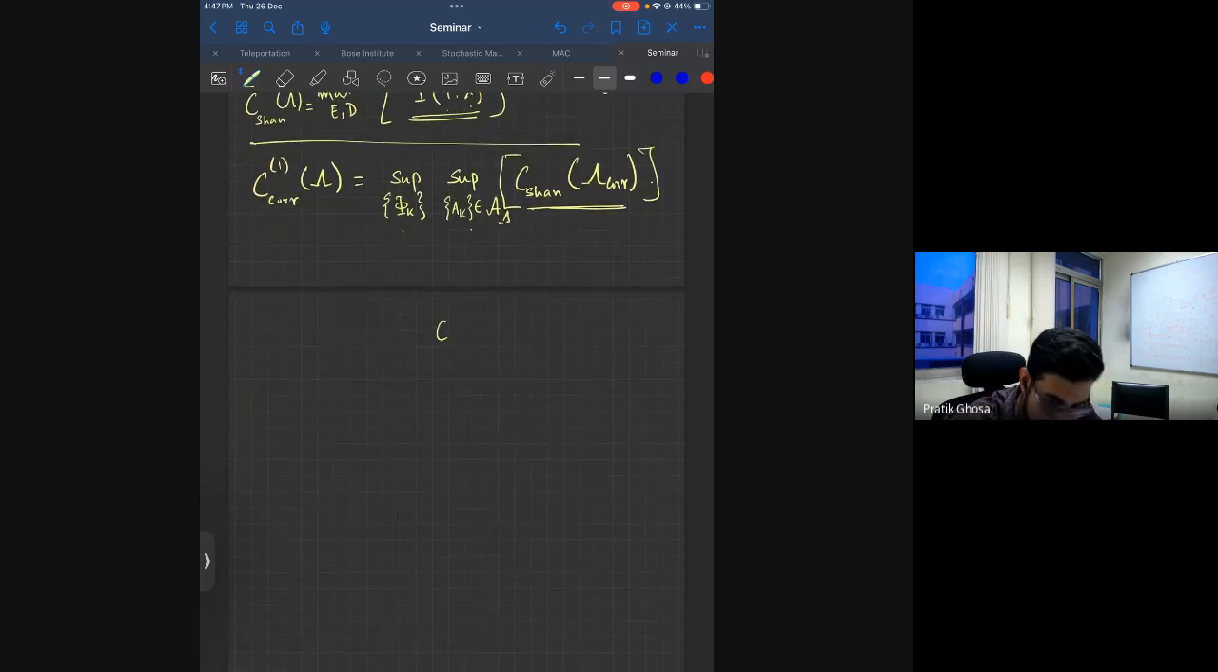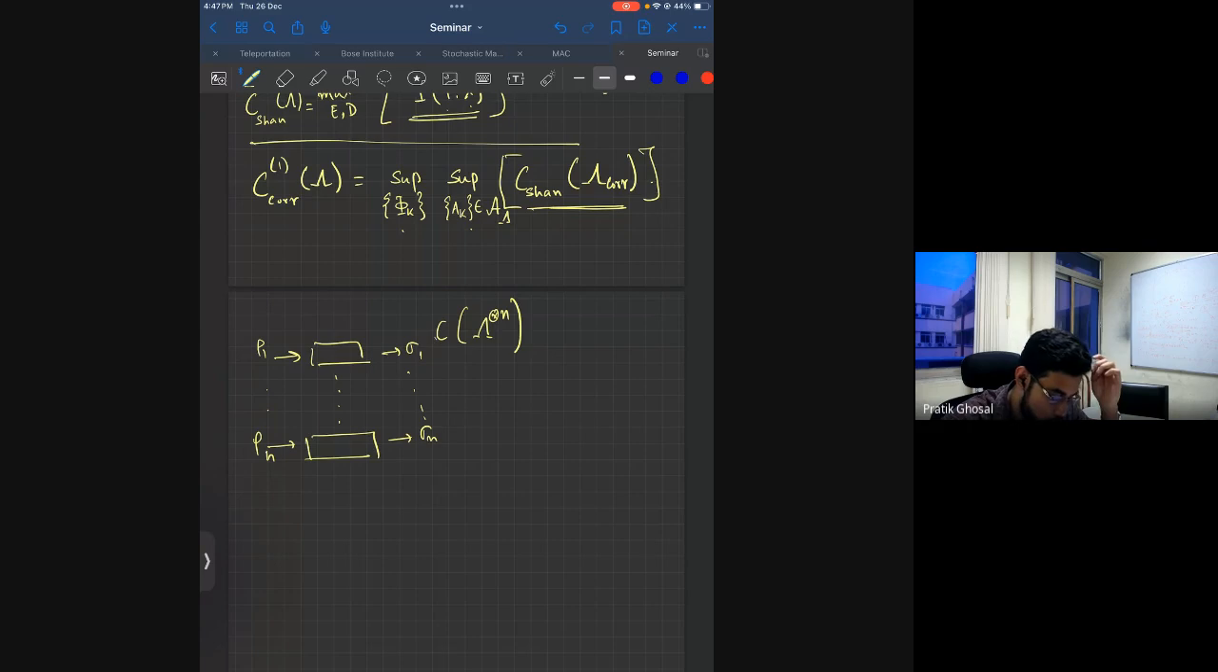So you take the classical capacity, C of lambda, and you use it n times. That means you have the channel in parallel, and you feed rho 1 dot dot dot rho n, and you get sigma 1 dot dot dot sigma n. For all these channels, you can do a joint measurement and get a classical output y. The input x can be encoded into n different states. So you have n parallel uses of the channel, you calculate the classical capacity, and you average it out per use of the channel.